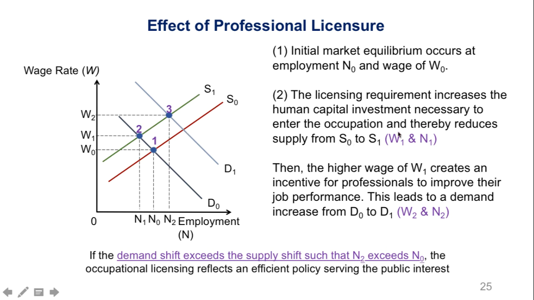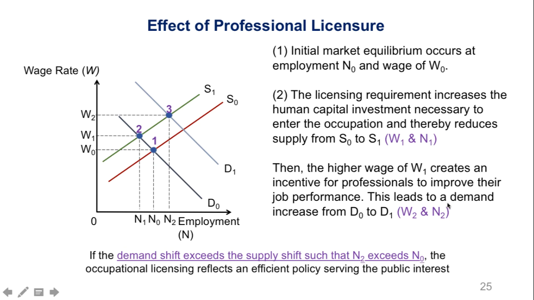So there is a leftward shift in the supply curve, and then the price, which is the wage of the nurse, is going to increase from W0 to W1, and the quantity decreases to N1. And then the higher wage of W1 creates an incentive for the professionals, those people who are interested, to improve their job performance.